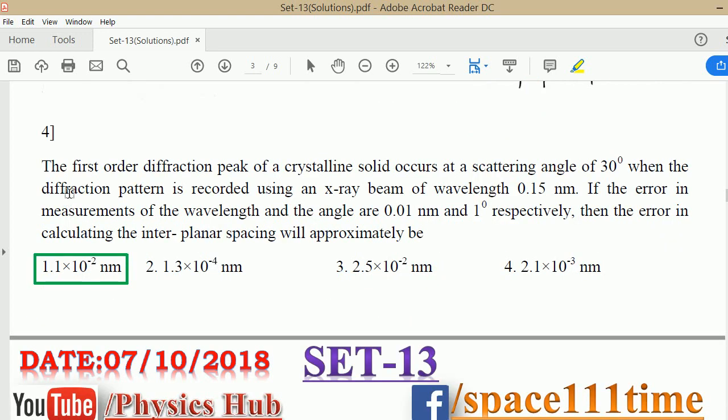Now question number 4. The first order diffraction peak of a crystalline solid occurs at a scattering angle of 30 degree when the diffraction pattern is recorded using an X-ray beam of wavelength 0.15 nanometer. If the errors in measurements of the wavelength and the angle are 0.01 nanometer and 1 degree respectively, then the error in calculating the interplanar spacing will approximately be. We are given 4 options. Look, this is not 1.1, this is option 1, 1×10⁻² nanometer, and 1.3×10⁻⁴ nanometer.